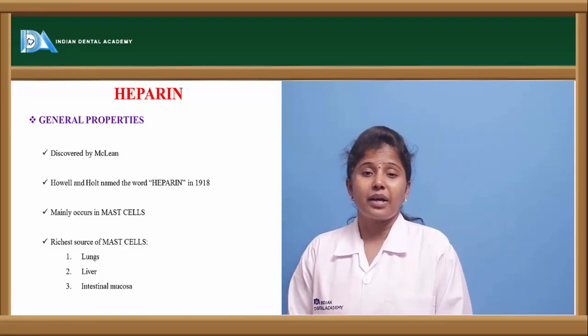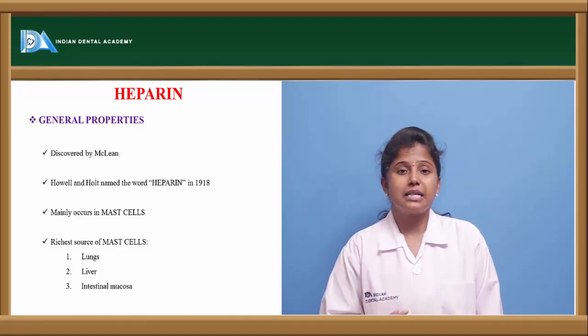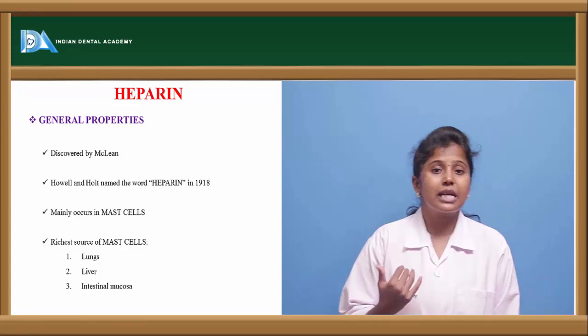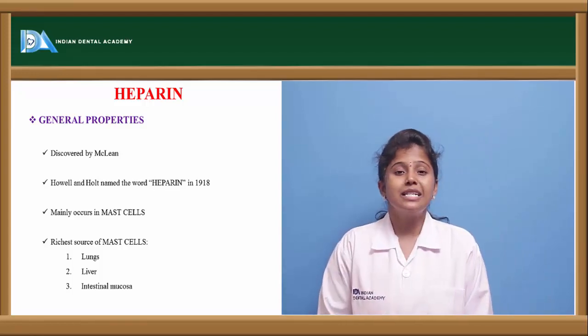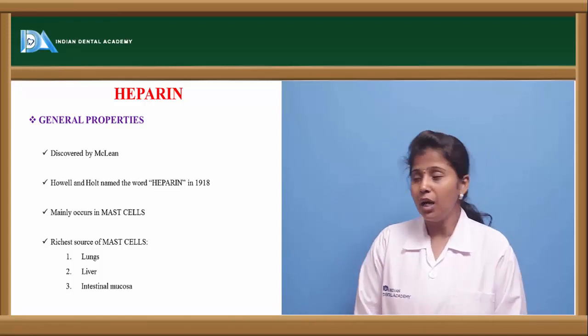This heparin mainly occurs in the mast cells. From the mast cells, histamine is released, and along with that heparin is also released. These mast cells are richly present in the liver, lungs, and intestinal mucosa.